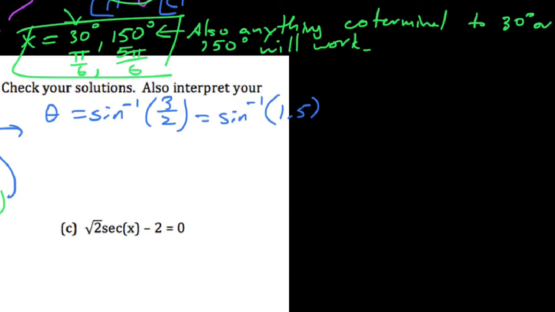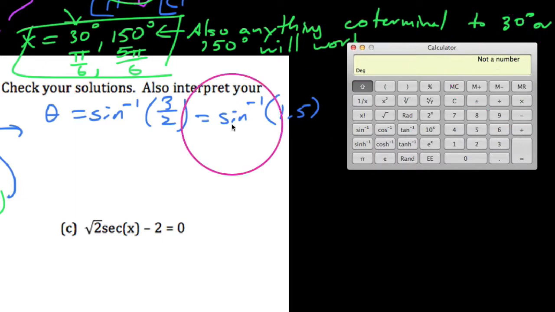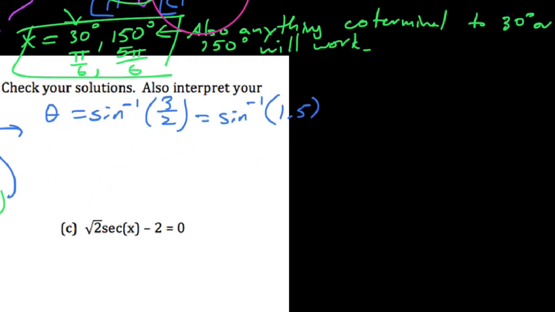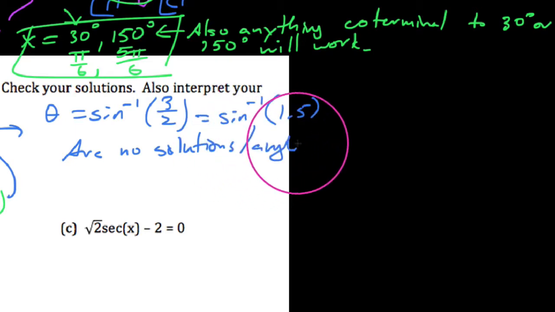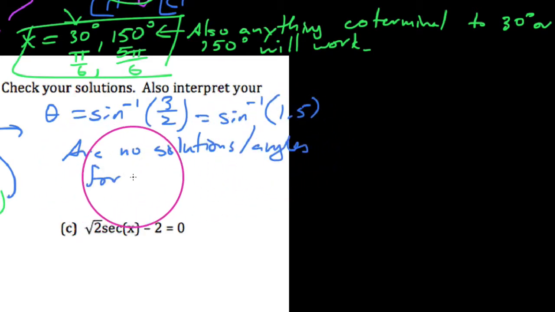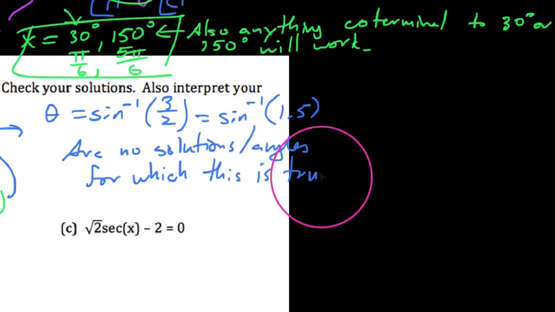And so I wanted to check that graphically. We did check it graphically. I also want to check it on my calculator here. So what I'm going to do is say 1.5, head over to my sine inverse key. I'm going to hit sine inverse, and it says there's no number that exists to do this. So what you're going to write here is essentially this: theta, there are no solutions, or there are no angles for which this is true. Okay, so I'm going to do these last two a little bit more quickly here.